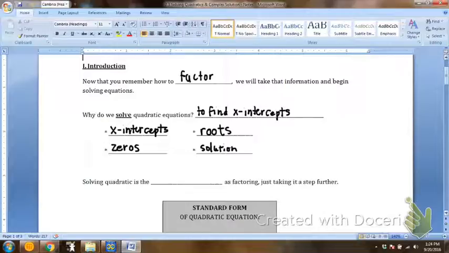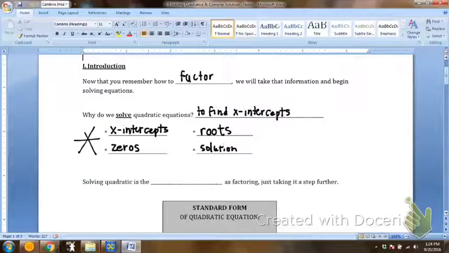This is a test question, by the way. Name another name for the x-intercepts. In case you didn't know, this is probably going to be on your next test. Just so you know.